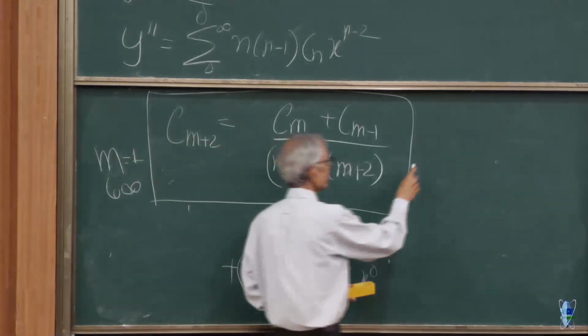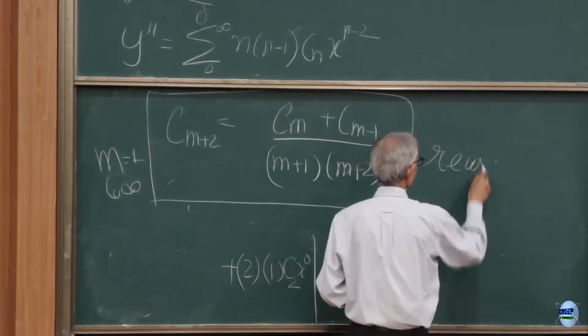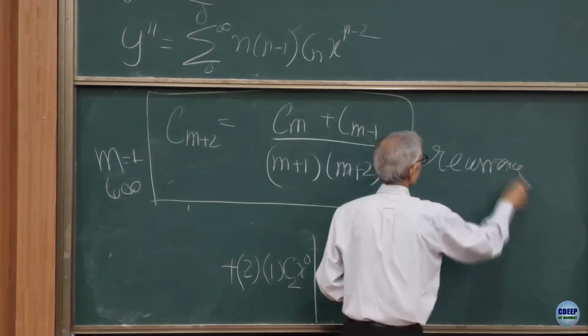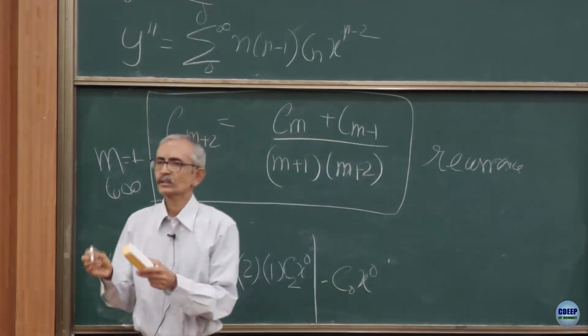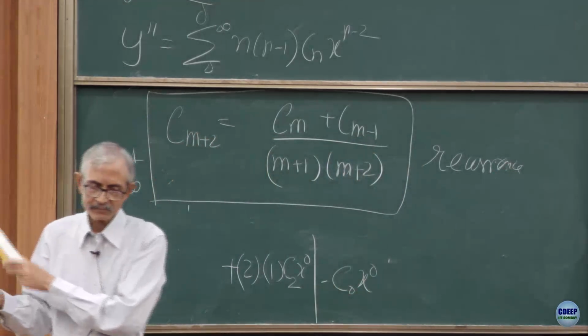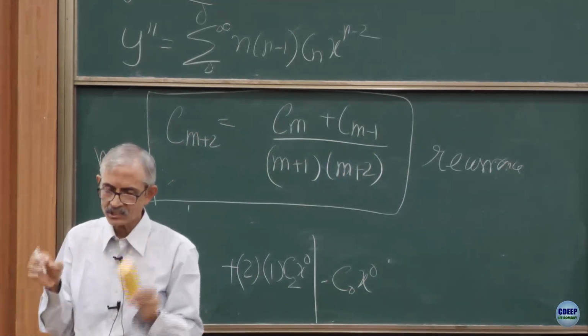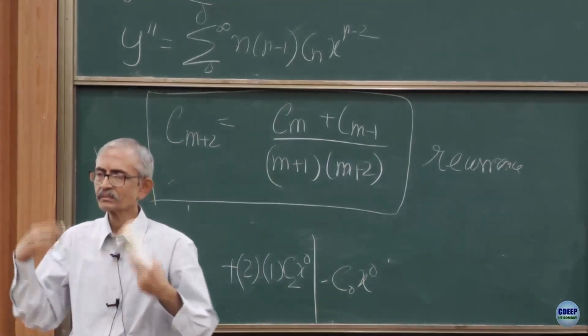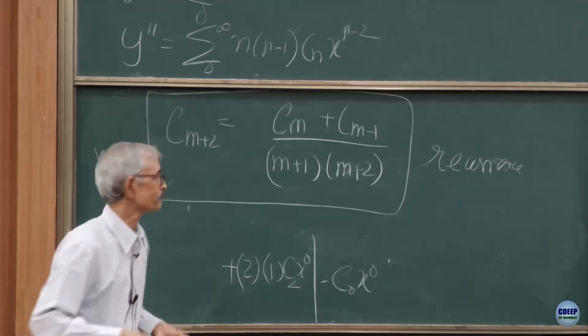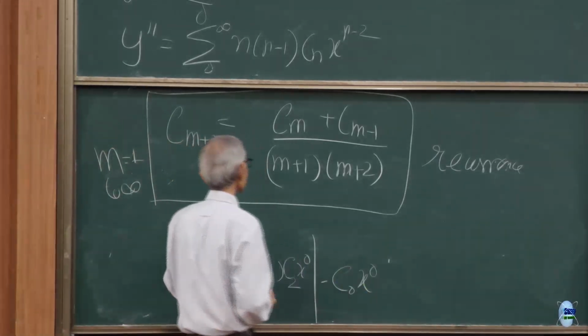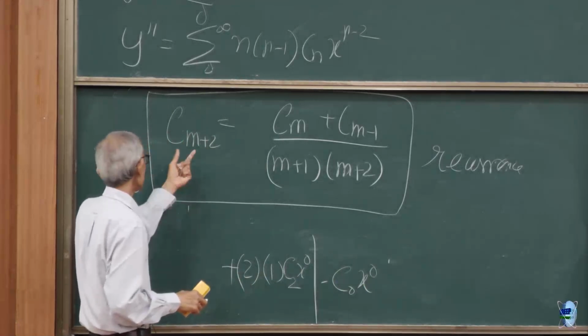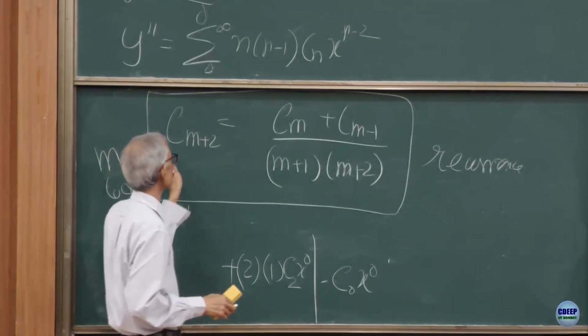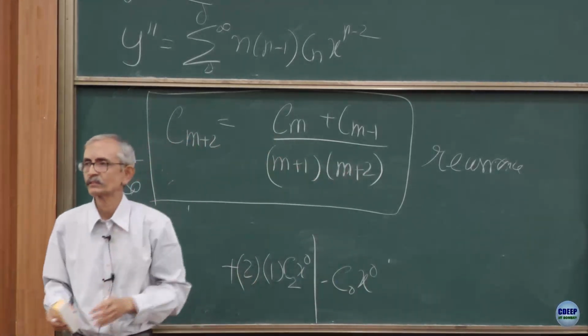Okay. This is what is called a recurrence relationship, for the simple reason that you are not getting each term separately. It's some kind of a recurring relationship, so that you just put m equal to 1, 2, 3, 4, 5, 6, and you are going to get C2, C3, C4, whatever you want.